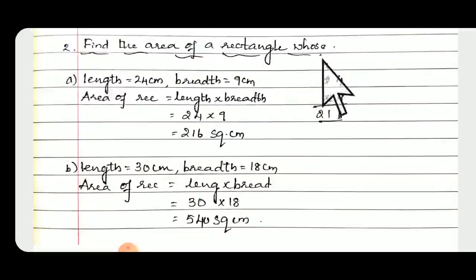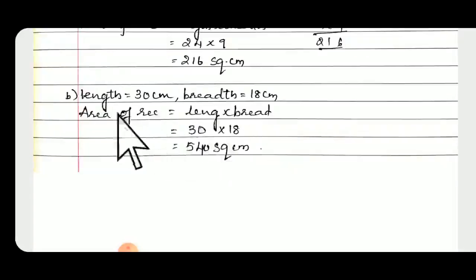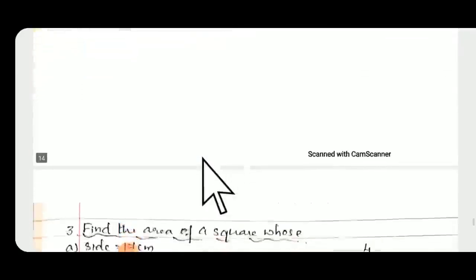Find the area of a rectangle whose, A, length is given and breadth is given. A rectangle has length and breadth. So the formula is area of rectangle equals length into breadth. 24 into 9. If you multiply, 9 4s are 36, 3 carry over, 6 below. Then 9 2s are 18, 18 plus 3 is 21. It will be 216 square centimeters. B, 30 is the length and 18 is the breadth. 30 into 18, it will be 540 square centimeters.